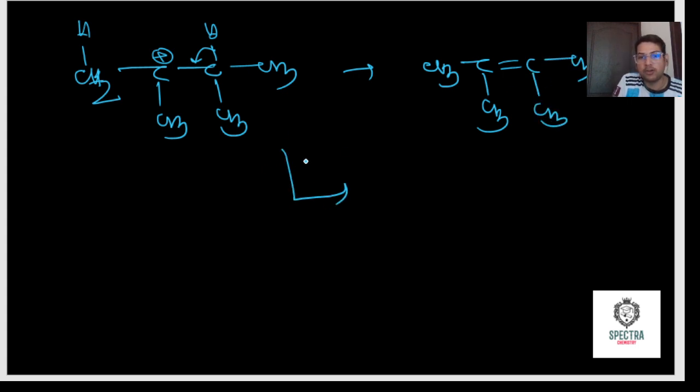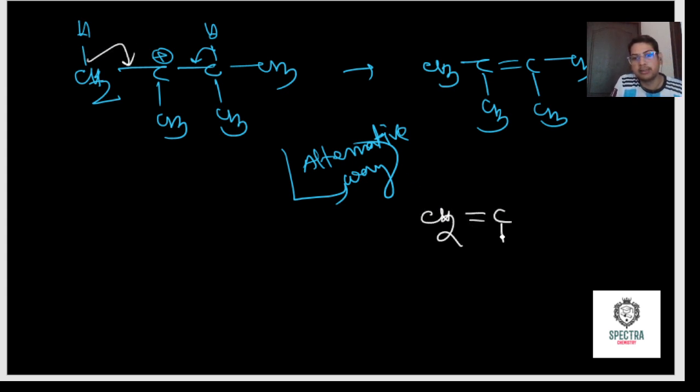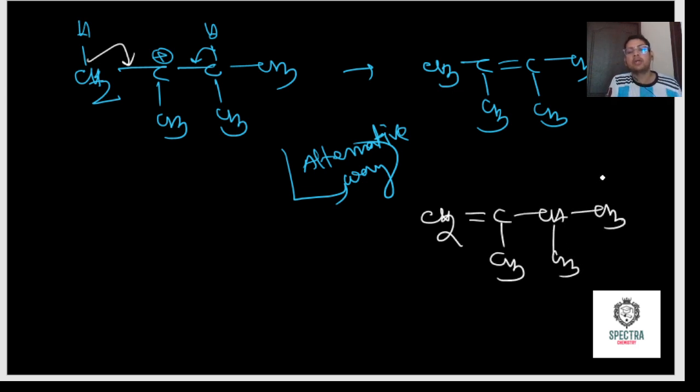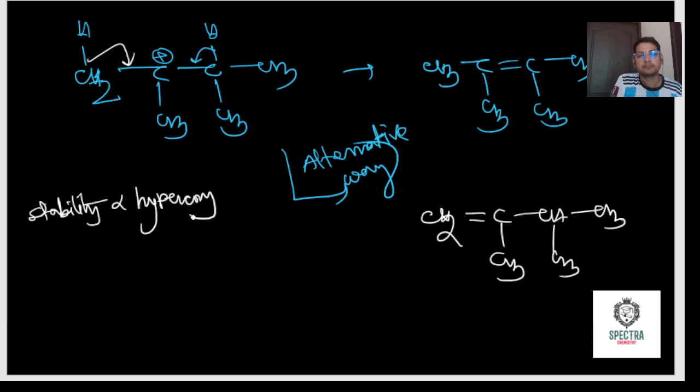Or there is an alternative way, that I can take this H plus also. Yes, you can. Definitely this is a possibility. Now we have to calculate the stability of alkene, and stability of alkene means we have to calculate hyperconjugation. Stability is proportional to hyperconjugation, which is proportional to the number of alpha hydrogen atoms. Now we calculate alpha hydrogen.